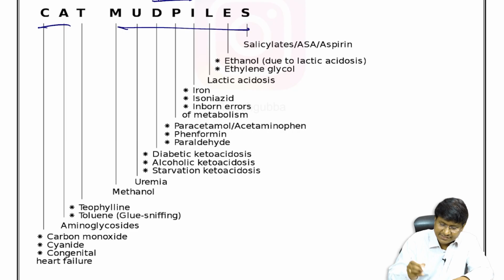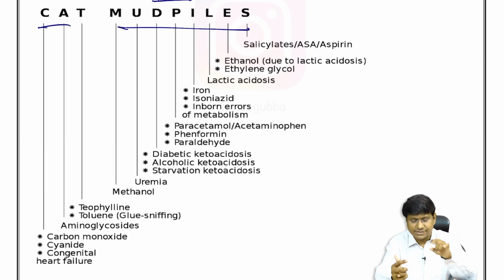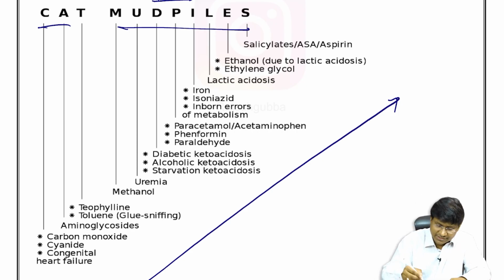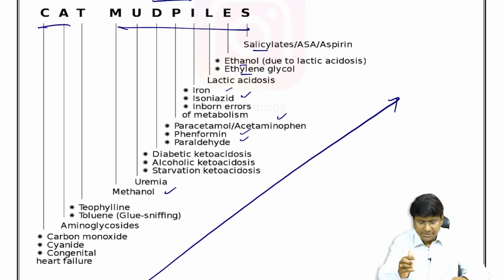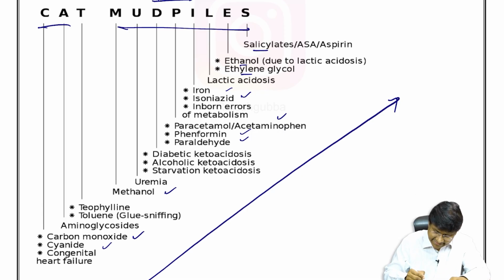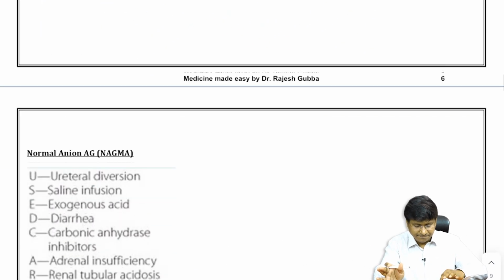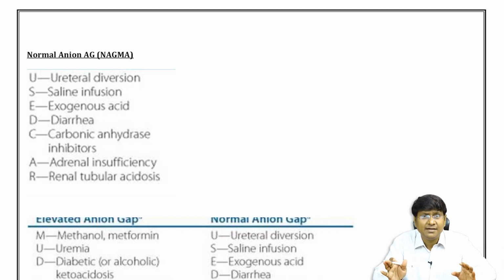That is cat mud piles. Actually, you have MUDPILES only. The T is toxins. So, you have the various toxins which are causing high anion gap metabolic acidosis, like salicylates, ethanol, ethylene glycol, iron, isoniazid, then paracetamol, phenformin, paraldehyde, the alcohol, methanol. So these are all the toxins, and even carbon monoxide, cyanide, aminoglycosides, theophylline, toluene. These are all the toxins that will be causing the high anion gap metabolic acidosis. So this is about the conditions that will be causing high anion gap metabolic acidosis.